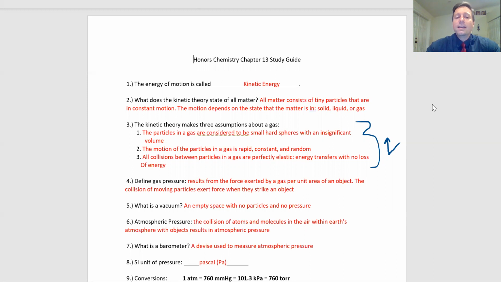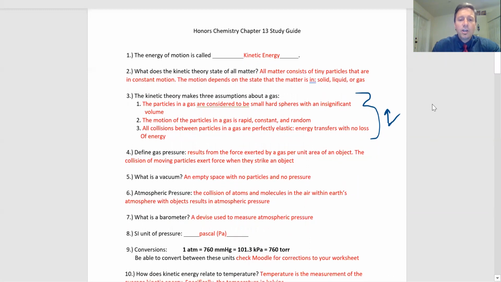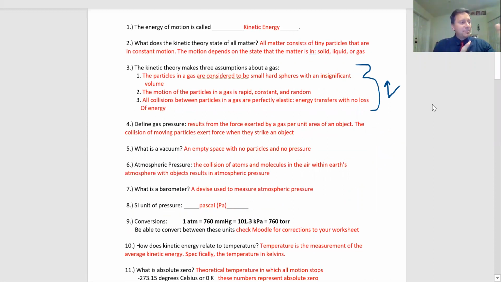Number four, gas pressure. What is gas pressure? We talked about all this motion, all these gas particles striking and bouncing back. So if you put some gas in a container, that gas is going to be flying around, striking the walls of that container, and it's going to apply a force. That's gas pressure. It results from the force exerted by a gas per unit area of an object. The collisions of moving particles exert force when they strike an object. Think about a balloon. You blow a balloon up, and why is it inflating? It's overcoming the atmospheric pressure around it because more and more volume of gas is going inside, and those particles are striking the sides, and that's what makes it inflate.